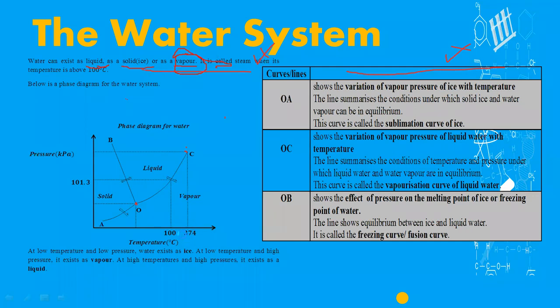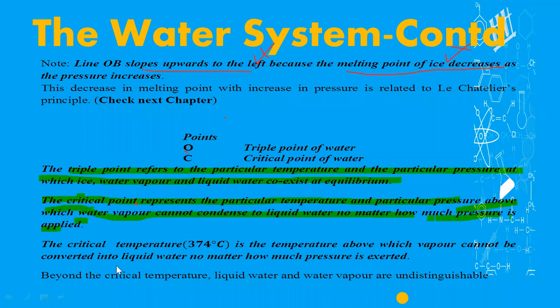Is it that interesting? It's so interesting. So the critical temperature, 374 degrees Celsius, is the temperature above which water vapor cannot be converted into liquid water, no matter how much pressure is exerted. And beyond that temperature, liquid water and water vapor are indistinguishable. Members, can I proceed? Yes, sir. Okay.